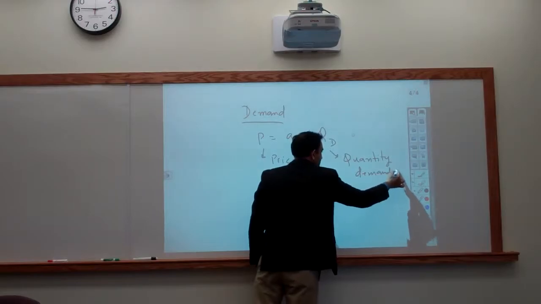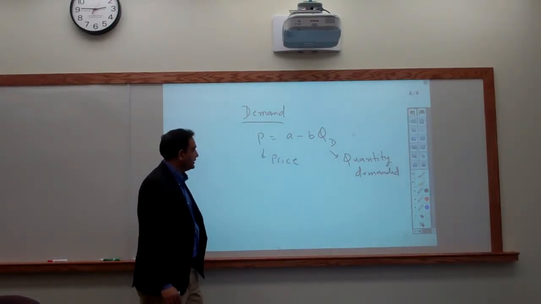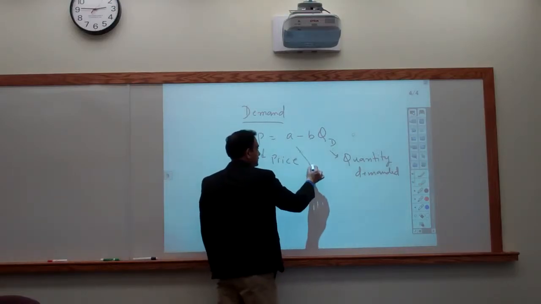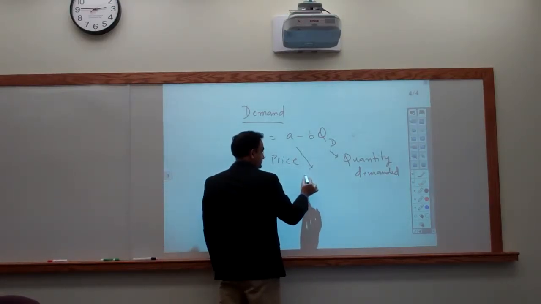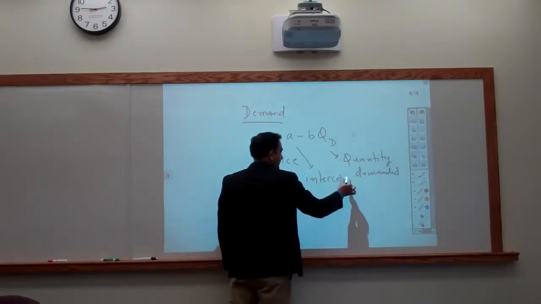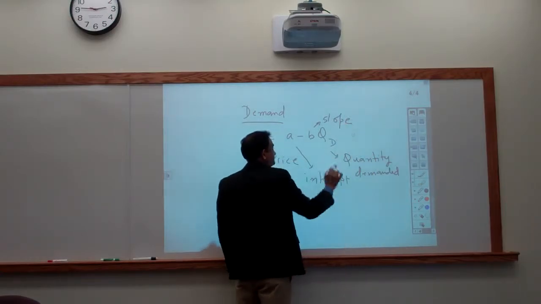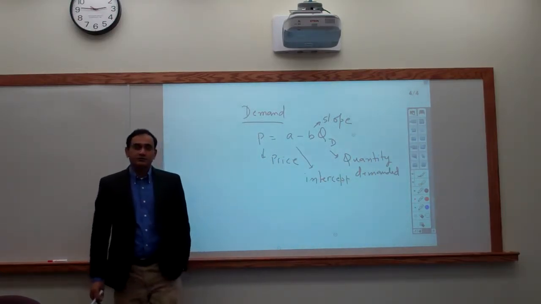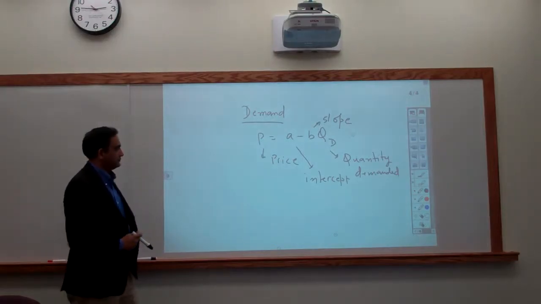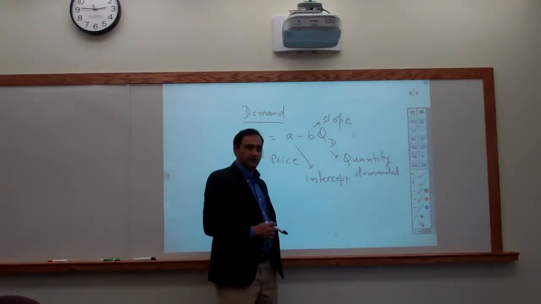So you are looking at the relationship between the price of the good and the quantity demanded of that good. A is your y-intercept, and B is your slope of the demand curve. So those are the interpretations of the symbols, the letters we are using.